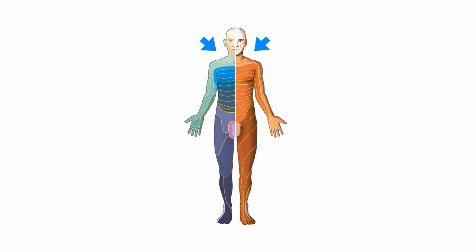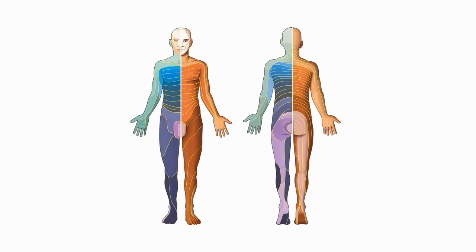We'll also be using images of the dermatome maps depicting both the anterior and posterior aspects of the body. That is, of course, because the dermatomes stretch across the whole body, but they may not necessarily look the same on the anterior aspect as they do on the posterior aspect.